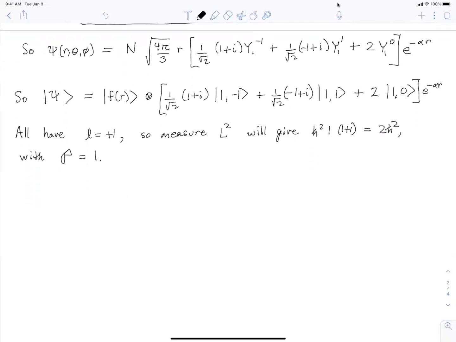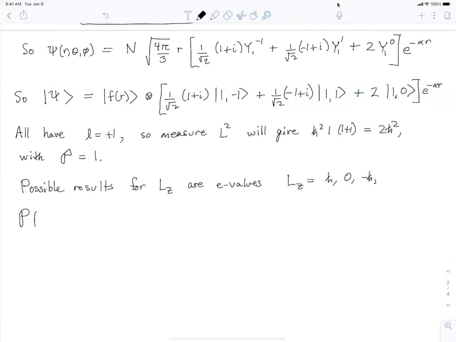Okay, so that was easy. What's a little bit harder, but not too hard, is to get the measurements of L sub z, which we pick off from the m value of the different components. Okay, and so from that, we see the possible results for measuring L sub z are, in this case, just the eigenvalues that are appearing in the linear combination, which are h bar and 0 and negative h bar. And so the probability, for example, of measuring L sub z and getting plus h bar is equal to the inner product <1,1|psi> squared, except then I need to divide by the normalization factor.